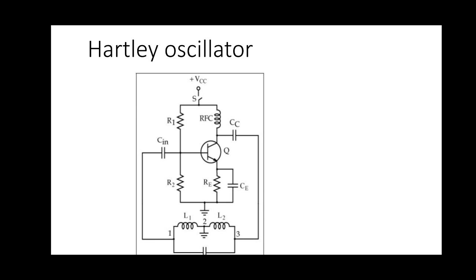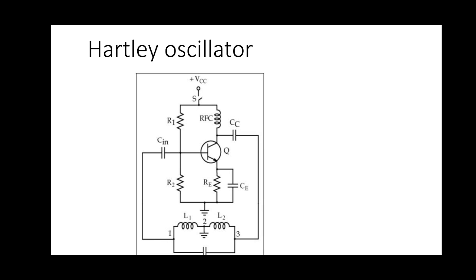So R1 R2 must be there. This biasing is called voltage divider biasing or universal biasing. It is the most common; in almost every circuit we apply this one. RE is the emitter resistor. We know its function: it provides thermal stability for the transistor.